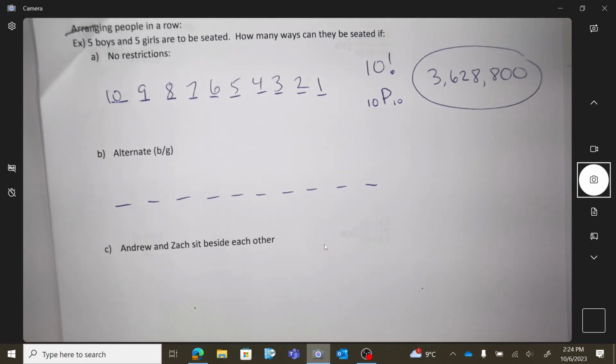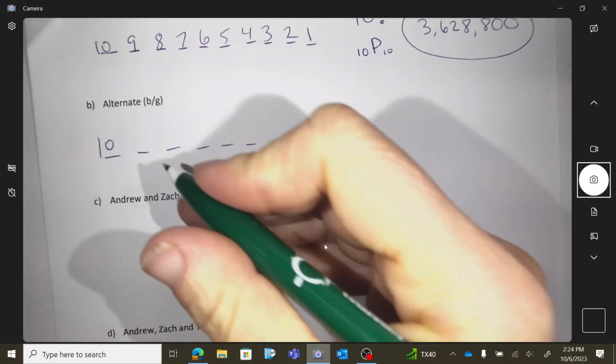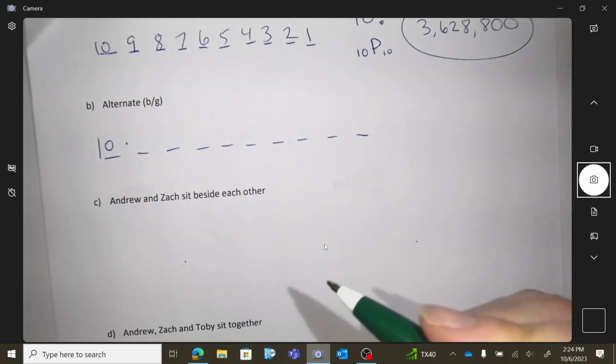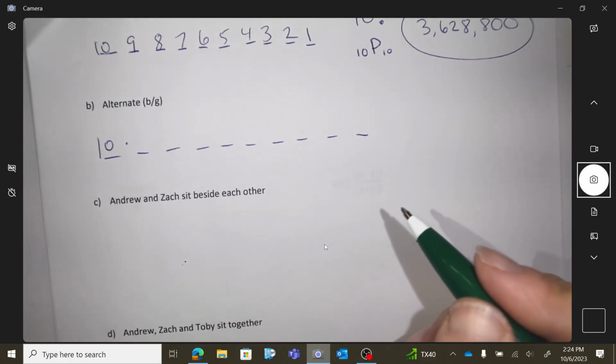On the next example, it says I have to alternate between boys and girls. They have to be staggered. So right now, how many options would I have to put somebody on my first seat? Still 10. I can put anybody there. Now I'm going to go to my second seat. How many options would I have?